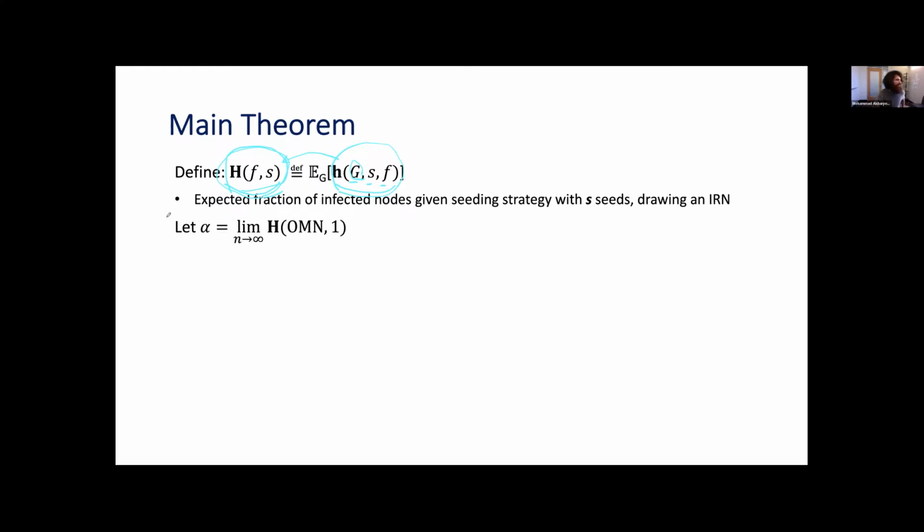And then I'm gonna define one object, which is, if omniscient, which is like the best possible seeding strategy you have, has only one seed, then what fraction of nodes would be informed as my network gets larger and larger? And believe me, this is a constant. I can prove it's a constant.